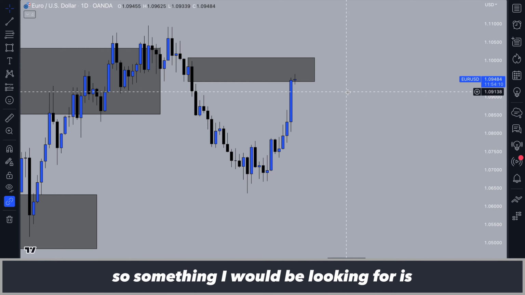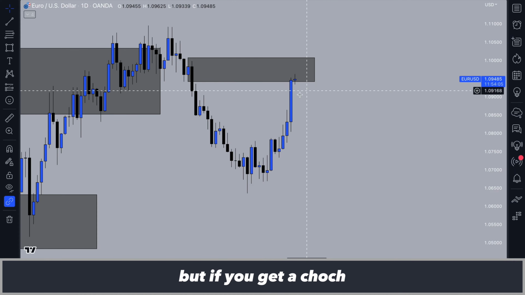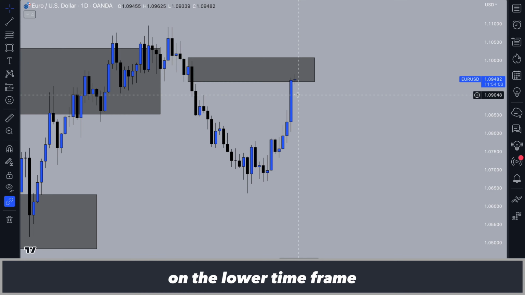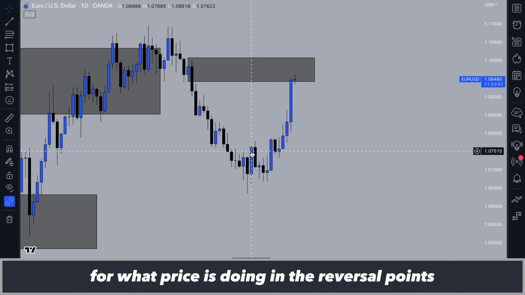So something I would be looking for is, as we're on daily, when we go down time frames, I'll talk about that later. But if you look at a change of character on the lower time frame, that could suggest that we go short. And that could be a possible trade entry. But you're always going to want to look for what price is doing in the reversal points.